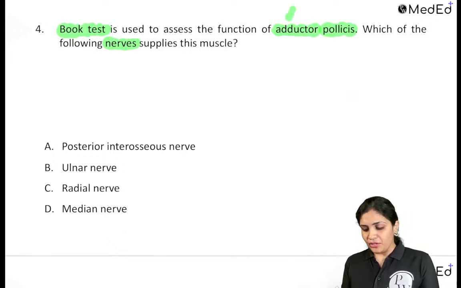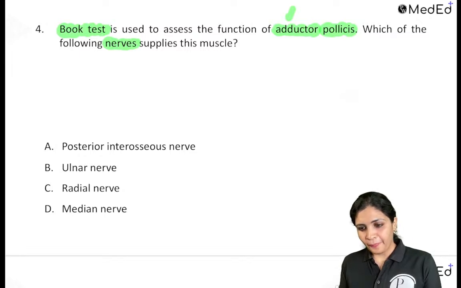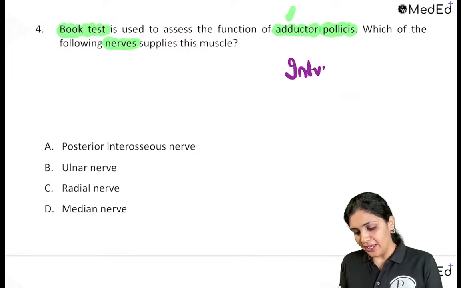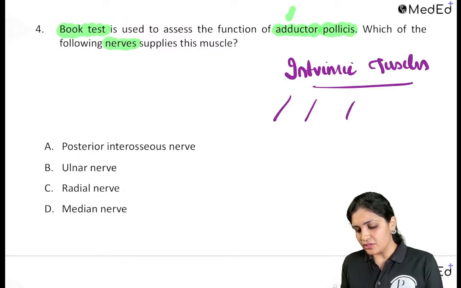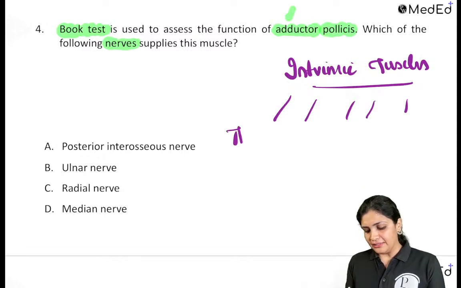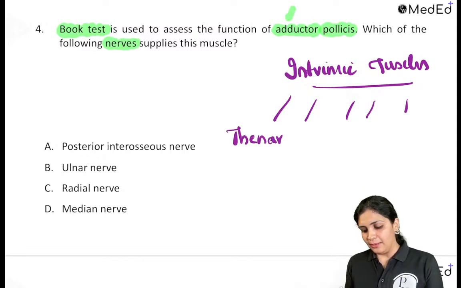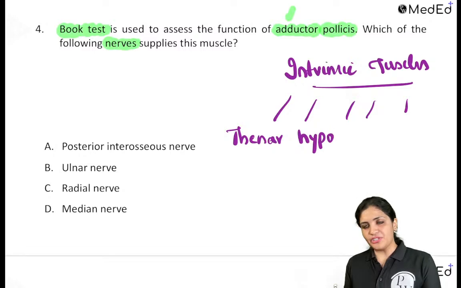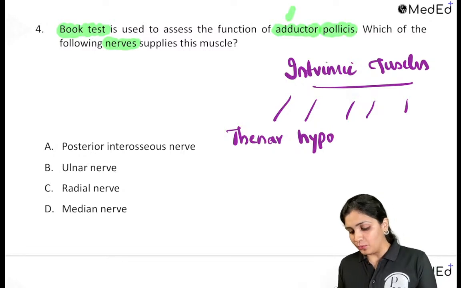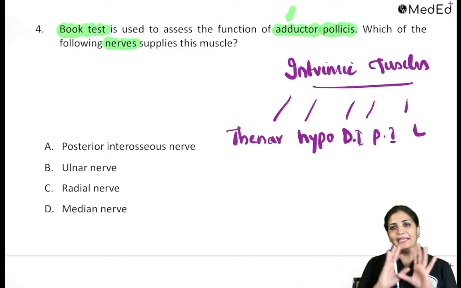So for this, what you have to remember is the intrinsic muscles of the hand. So let's start with the intrinsic muscles of the hand. It will be a revision for you. If you remember the intrinsic muscles of the hand, first is the thenar group, which controls your thumb. Next is your hypothenar, which controls your little finger. And then we have the dorsal interossei, the palmar interossei, and then we have your lumbricals, right? So these are the intrinsic muscles.